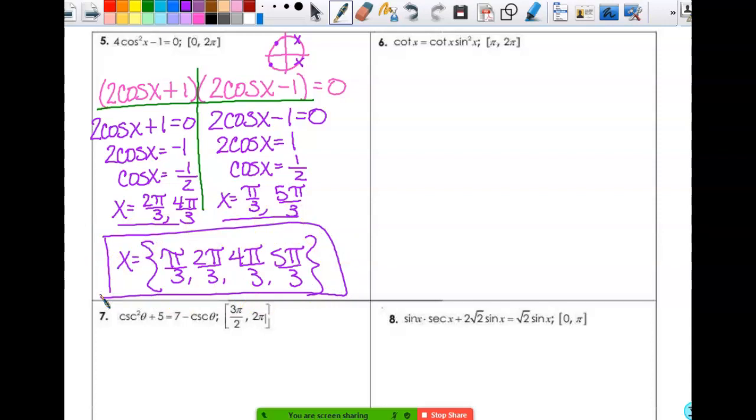We good? All right. So let's look at number 6. On number 6, we are only interested in our answers from pi to 2 pi. I'm going to draw that in there so I can use it at the end to make sure I'm using the right answers.